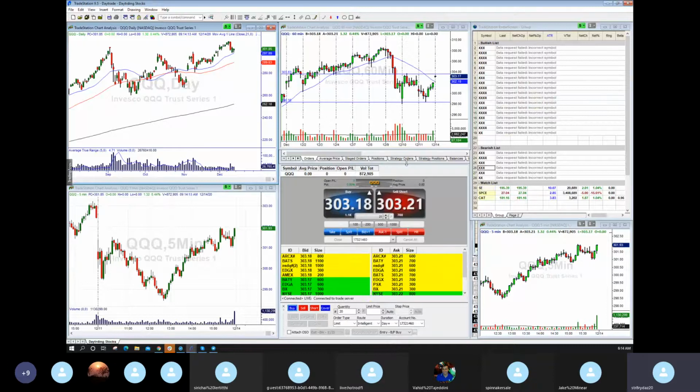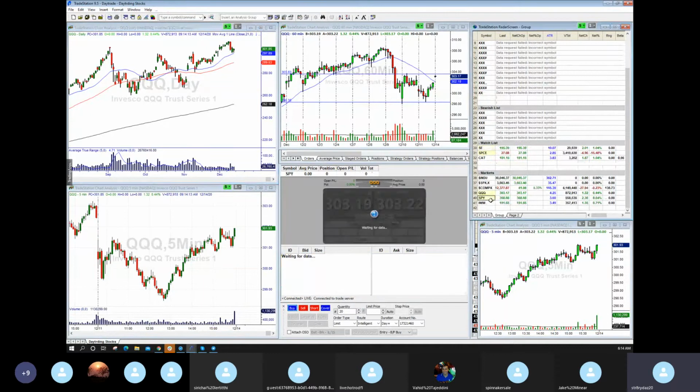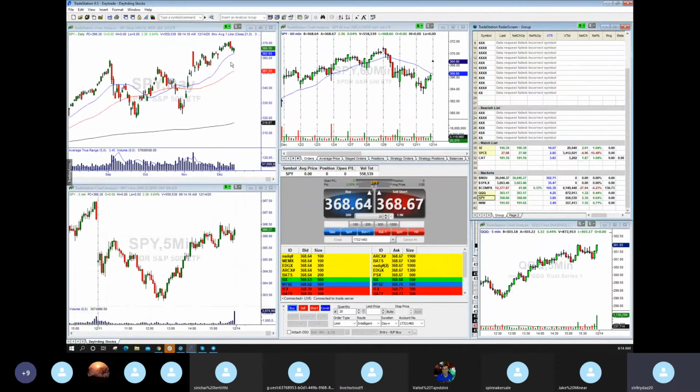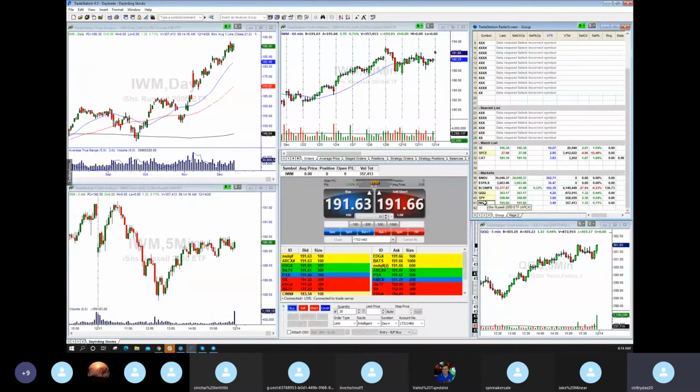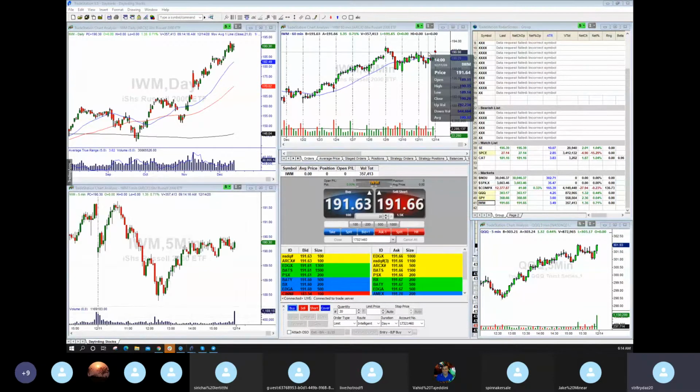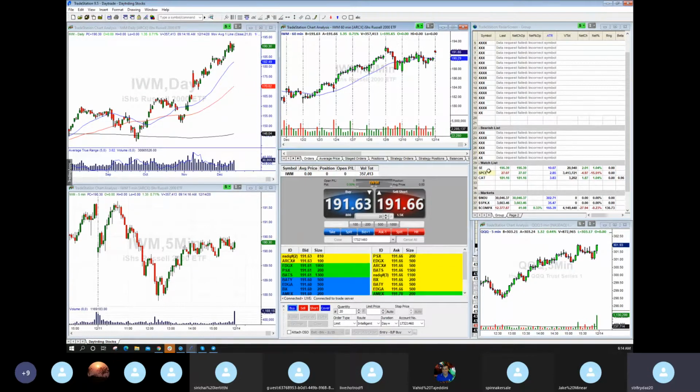SPY, pretty much the same thing here. I can go over this real quick. Same thing here, bouncing. You see what's going on. IWM is staying super bullish here. It's gapping right to resistance, so it's selling off a little bit, but overnight trading was all bullish.